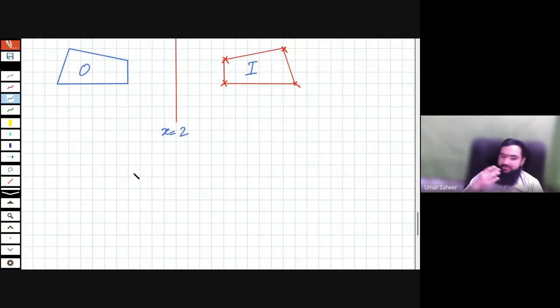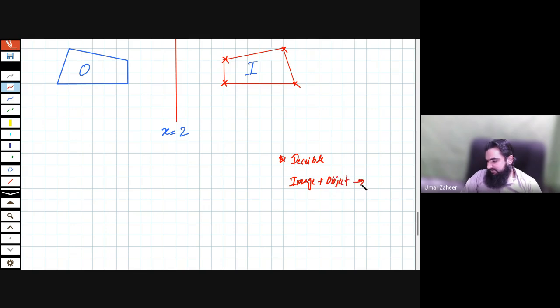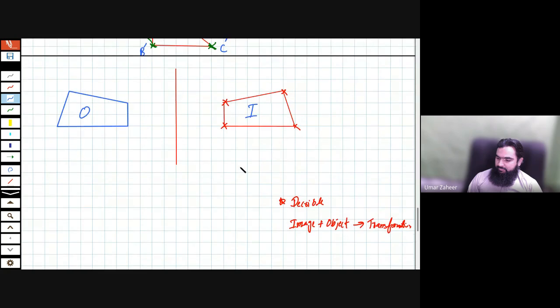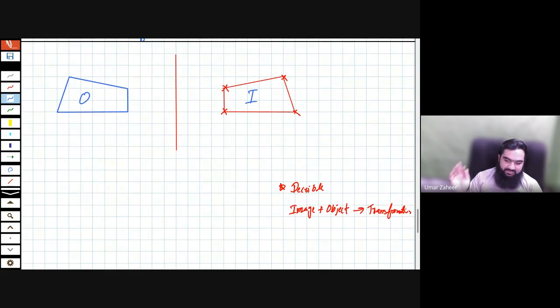Okay, now we have to do the reverse. In the reverse, what is the second case? You have to describe, right? The examiner gives you the image and the object, and you have to tell the transformation. Now look at here. Let's say this is the example. It is given that this is the object, this is the image.